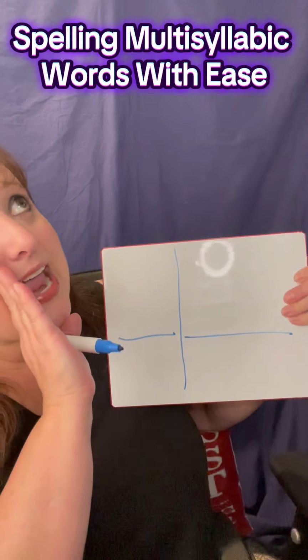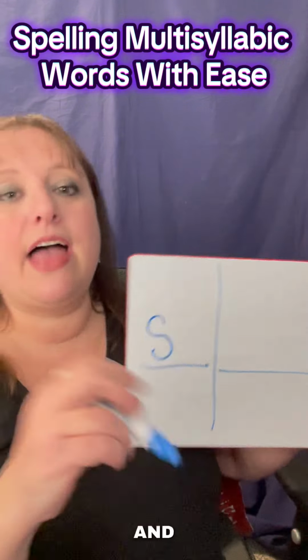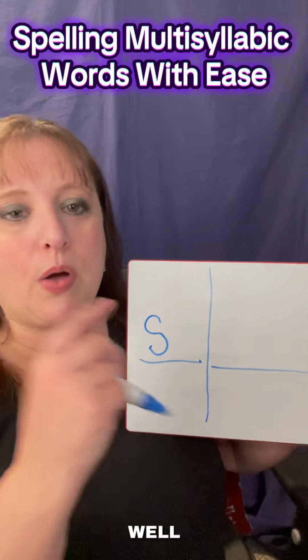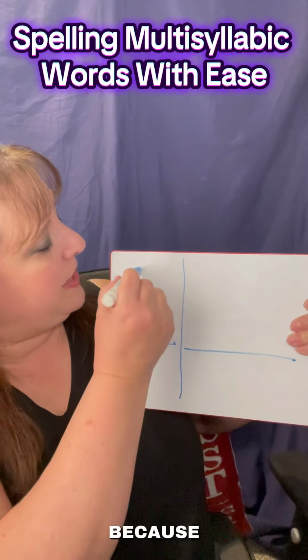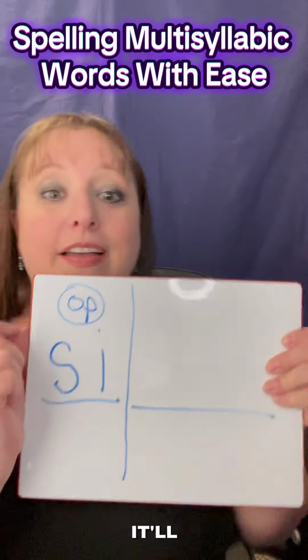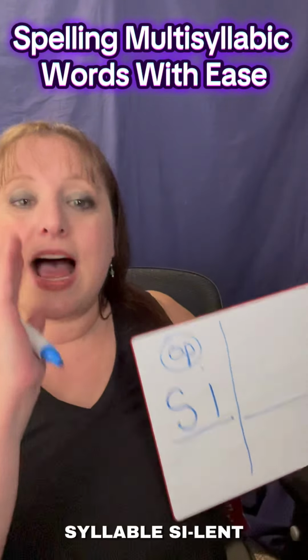Sigh. Okay, how do we do, well, that's S. And then I. Well, we don't want an I, but it's okay to have an I at the end of a syllable because that's just an open syllable. It'll say I, sigh. Then we have to go to the second syllable.